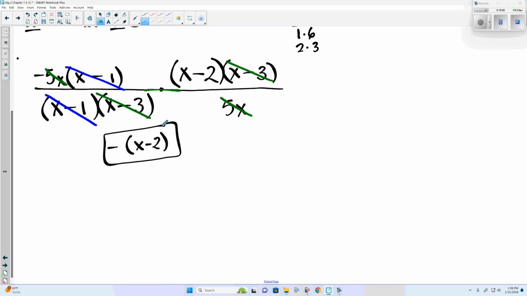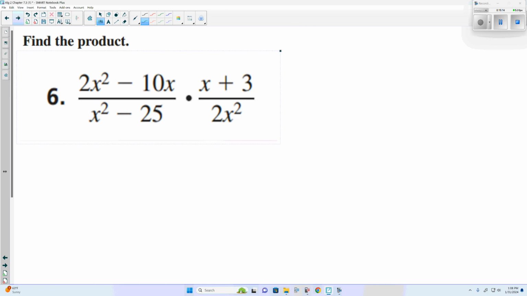There are restrictions, but we're not going to worry about those here. Questions on this here? We're ready for the next one. That's it right there.